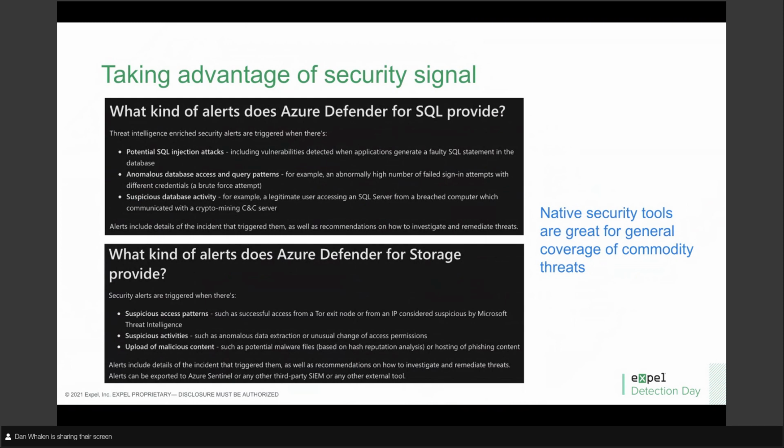So for our environment, we mentioned we've got sensitive data in our backend database. We've got sensitive data in storage blobs. We want to go ahead and turn on Azure Defender services for both of those Azure services. So we've got some detection coverage out of the box for all those types of commodity threats that may be impacting those types of resources.